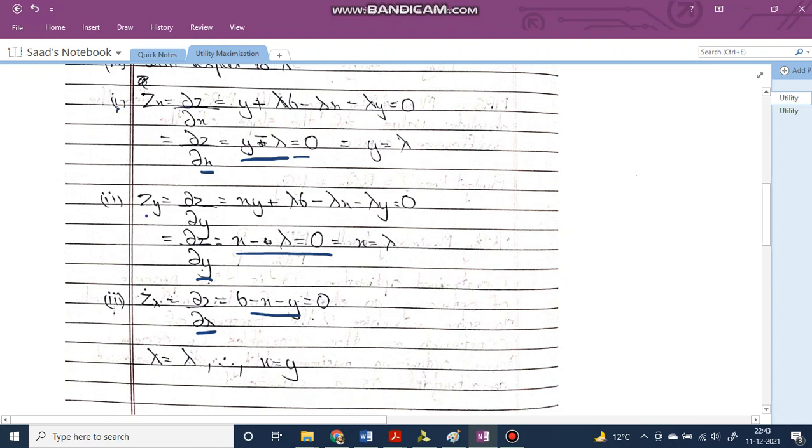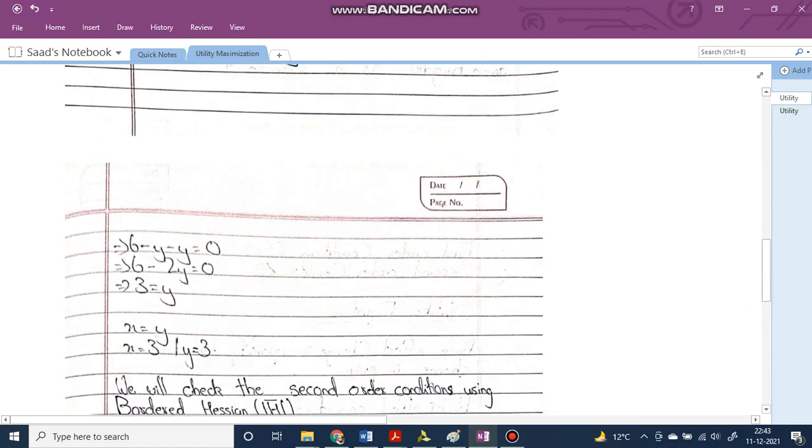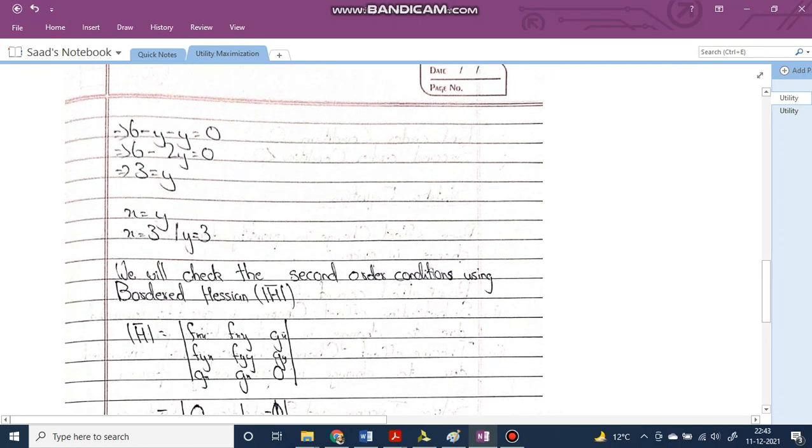Now from the first equation and the second equation, we put them together and find that lambda equals lambda, or we can say x equals y. Now we will put this x equals y in our budget equation, which is 6 minus x minus y. Now we will put y instead of x.